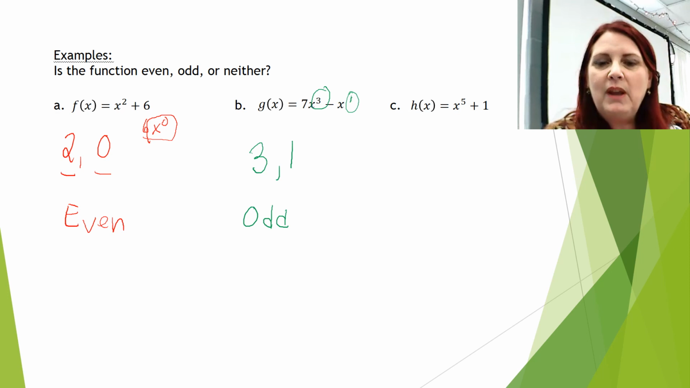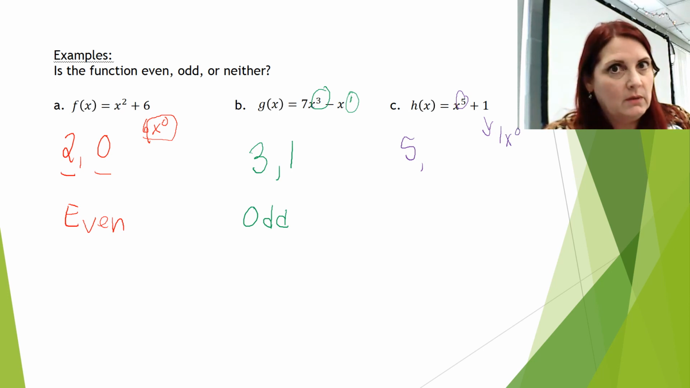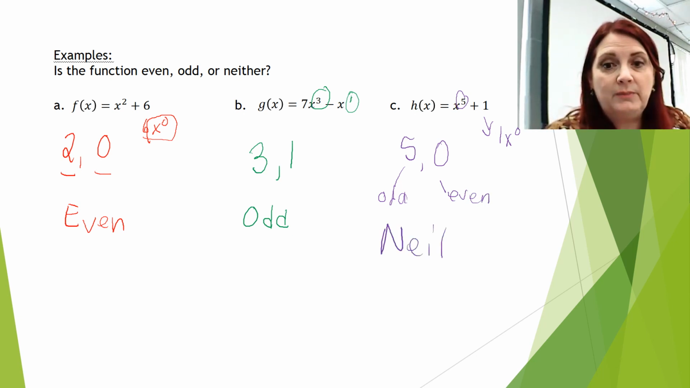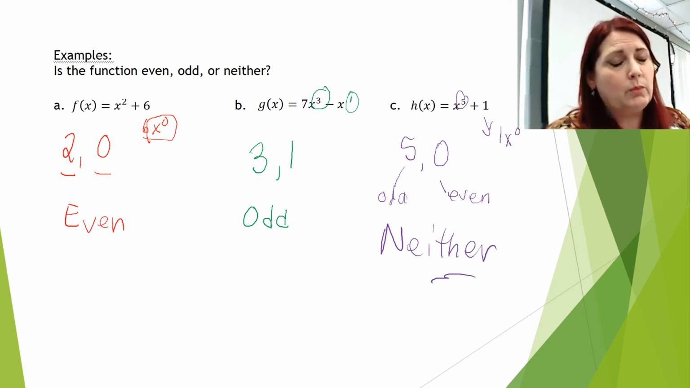Then we come to this one, x to the 5th plus 1. Now, this one has a 5 as an exponent. Remember, 1 is going to be written as 1x raised to the 0. And we had said that 0 is even. So this is odd. This is even. Since I don't have one or the other, this one is neither. Hopefully you won't forget this rule. This rule is pretty easy.